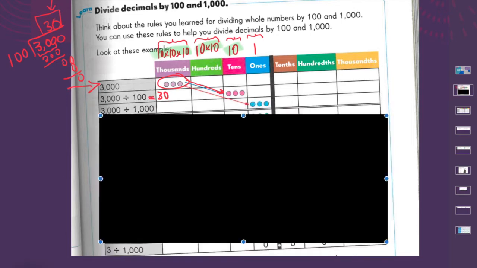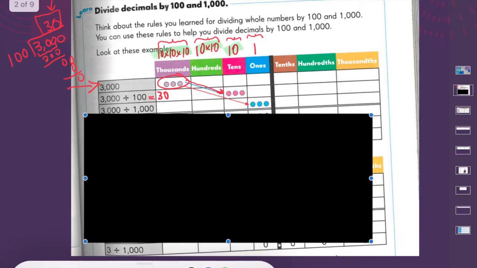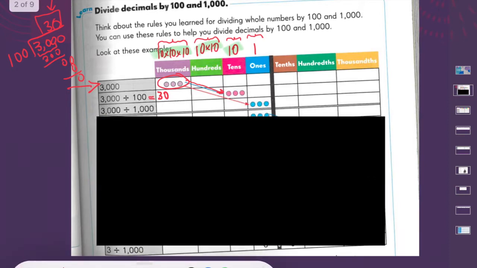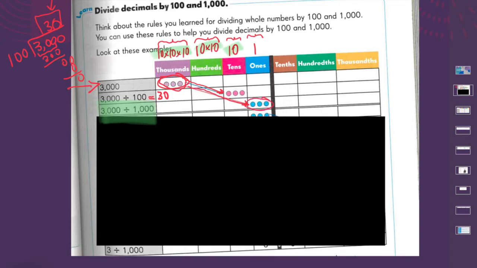And what happens when we divide 3,000 by 1,000? How many thousands are in 3,000? Well, we know that there are 3 thousands in 3,000. And you can see that when we divide, we have our place value chips. We have 3,000, 3 in the thousands place. When we divide 3,000 by 1,000, those place value chips regroup to 3 ones. And so 3,000 divided by 1,000 is 3.